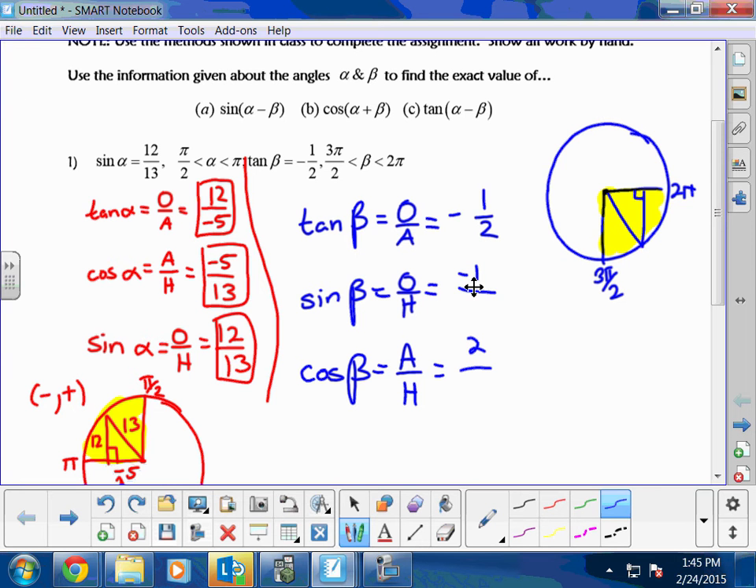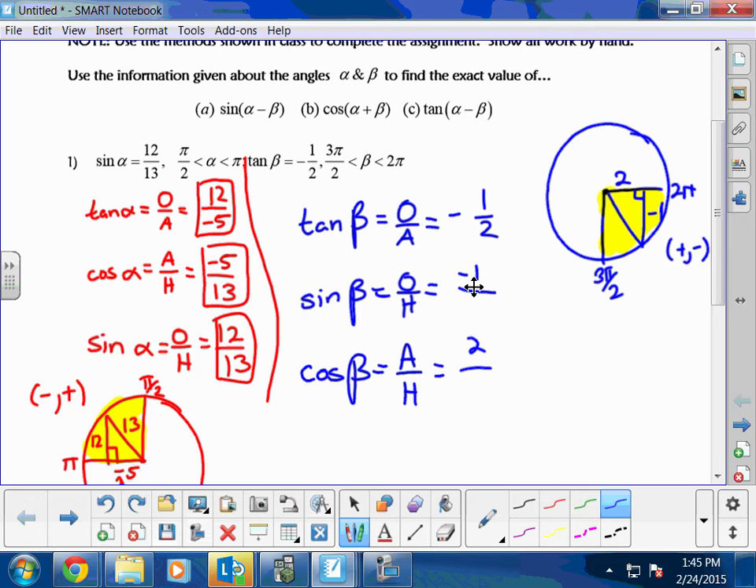This is how I identify, because remember, we have opposite over adjacent. In this triangle, we have positive, negative, which means that this right here is a positive 2, and this is the negative 1. And that's how I was able to distinguish where the negative belongs. Now, what I still need to do is find out what the hypotenuse is.